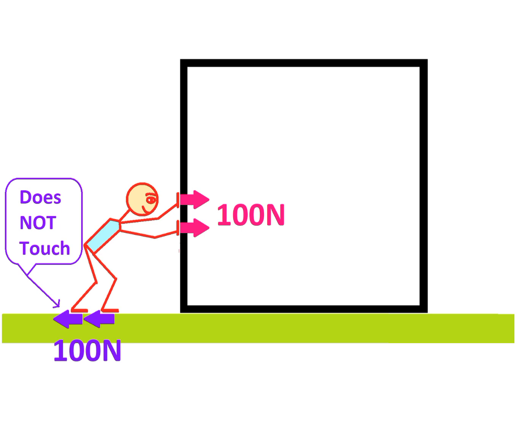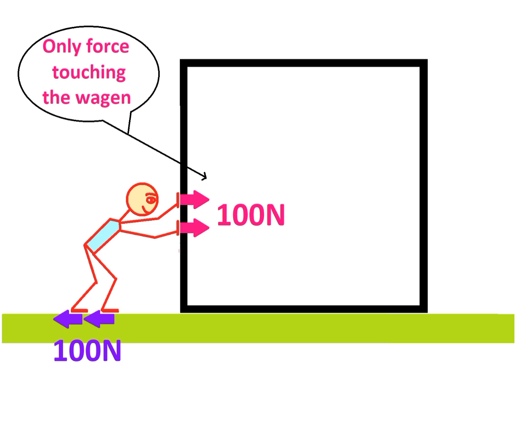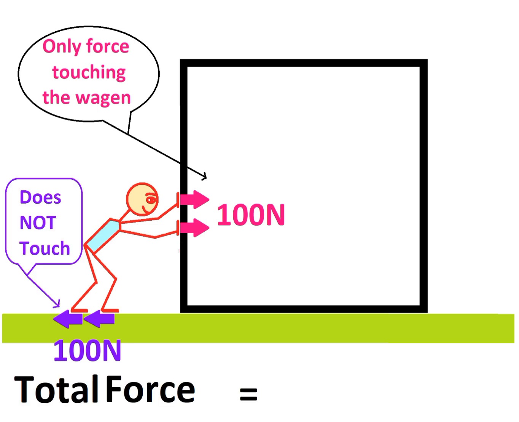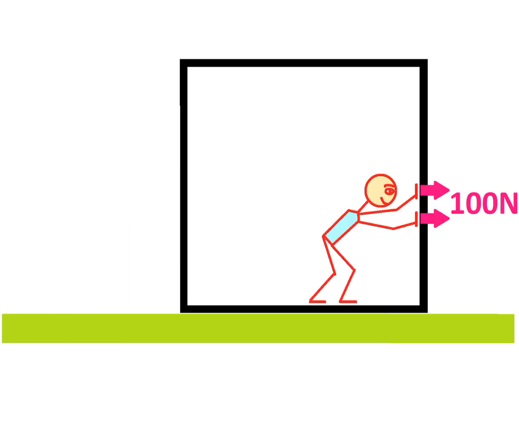Now, since the feet touch the ground and not the wagon, they do not accelerate the wagon, even if they are the source. It doesn't touch it, it doesn't count. That is what we said. Therefore, only the hands touch the wagon. So the total force on the wagon is one force, and that is 100 newtons. Now we are approaching the end of our problem.